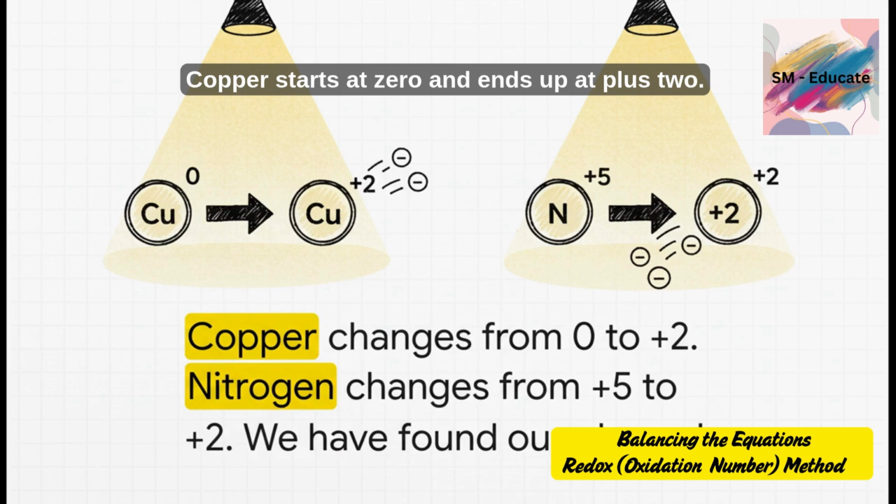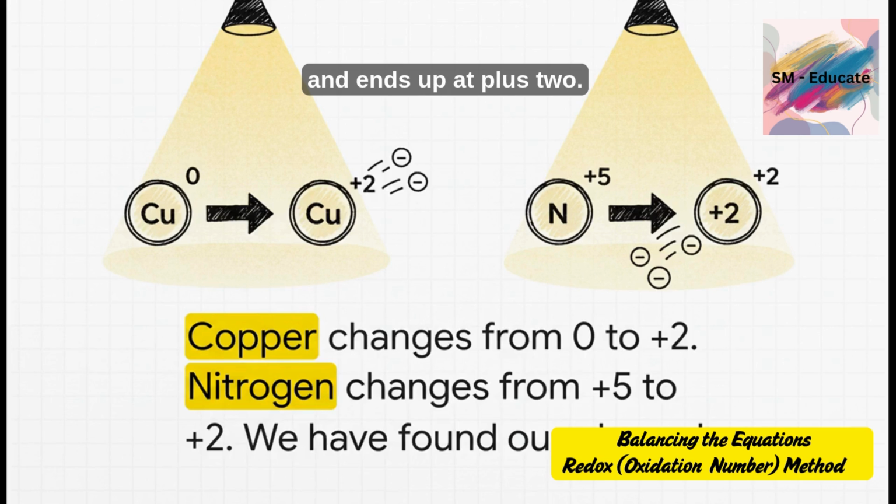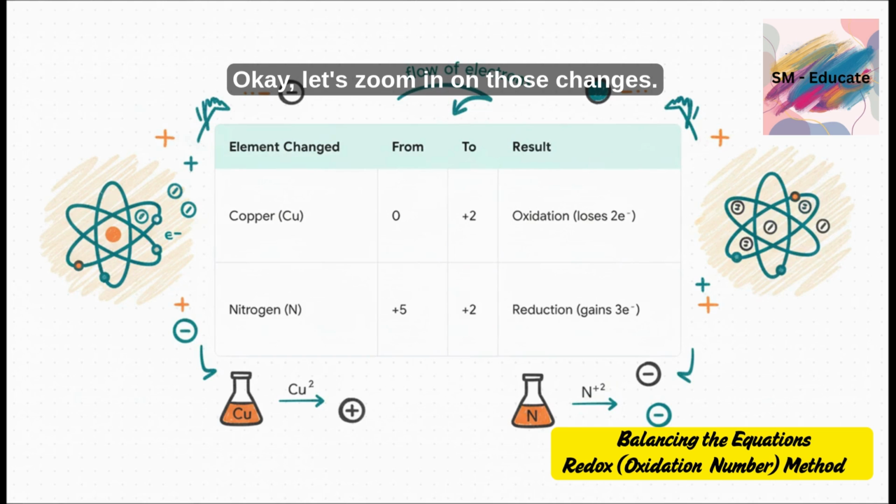Copper starts at 0 and ends up at +2. At the same time, some of that nitrogen starts at +5 and ends up at +2. We've found our main players. Okay, let's zoom in on those changes.